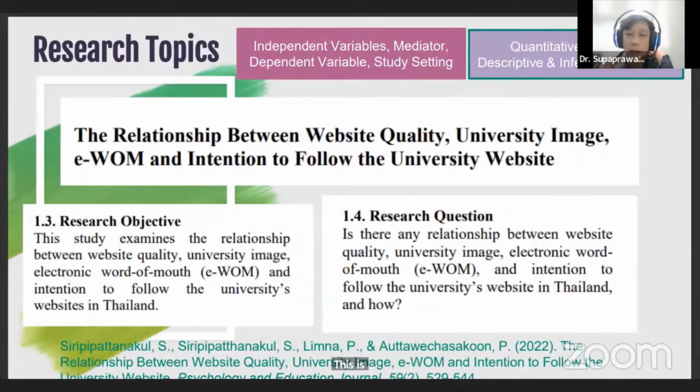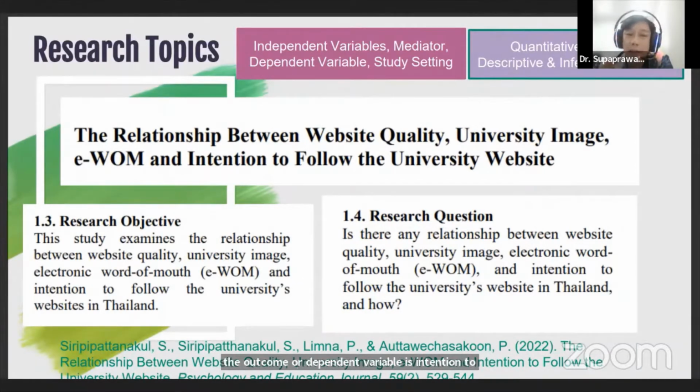For example, this topic is about the relationship between website quality, university image, word of mouth, and intention to follow the university website. When you write the research question, you explain the relationship between the variables. In this case, the variables are website quality, university image, electronic word of mouth, and the outcome or dependent variable is intention to follow the university website.